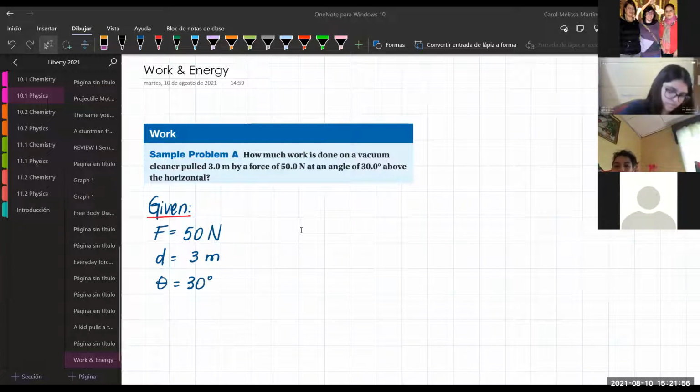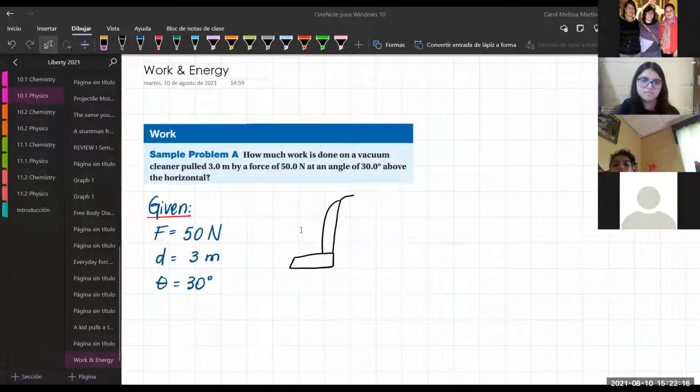30 degrees. Okay? So you can do a sketch or you can just apply the formula. That is up to you. For me, it's going to be something like this.